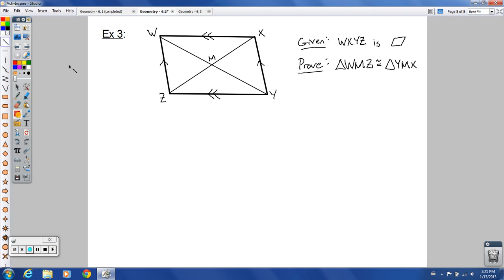So we're trying to prove that this triangle right here, WMZ, is congruent to this one right here, YMX. Alright, so that's what we're trying to prove. Those two red triangles are the same. Alright, so let's make our two-column proof format. We're going to do a two-column proof here.